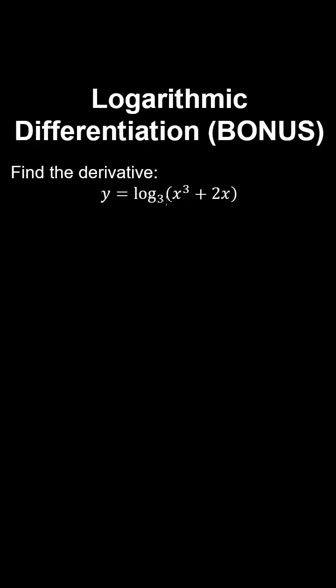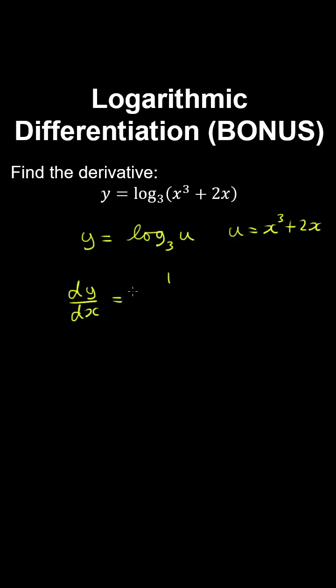Let's differentiate the following composite logarithmic function. So we can write this as y is equal to log base 3 of u, where u is equal to x cubed plus 2x. And we can write an expression for the derivative of y with respect to x, and we've derived an expression earlier. So that will be 1 over u times the natural log of the base. And that's multiplied by du/dx, which is 3x squared plus 2, which we can put in a numerator.